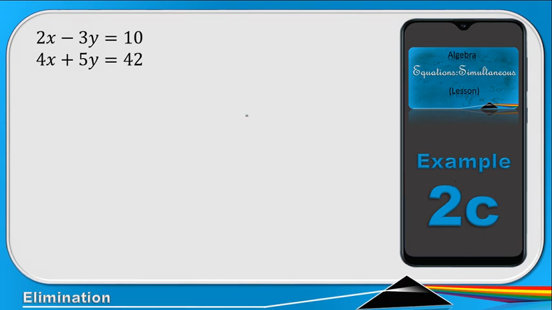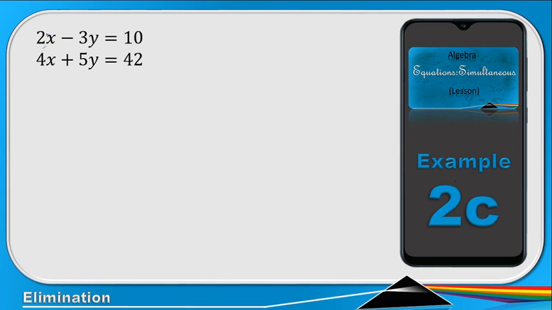Okay, next one. So here we have 2 and 4, and here we have 3 and 5. So that's a bit of a problem because we can't either add or subtract them to get them to eliminate. So what we need to do now is to see, can I times one of them to change it into the other one? For example, there's nothing I can times 3 with to make it 5, but I can times 2 with 2 to make it 4.